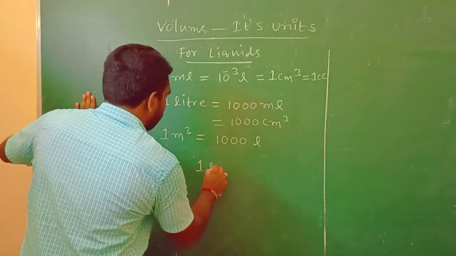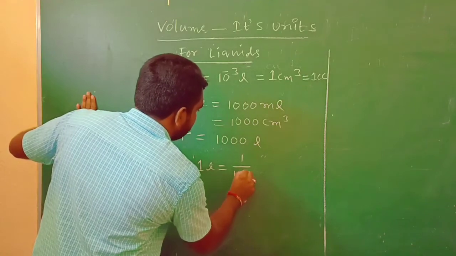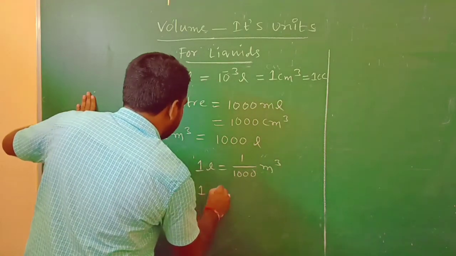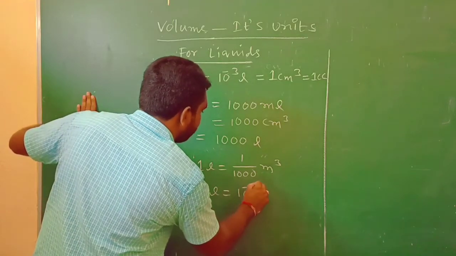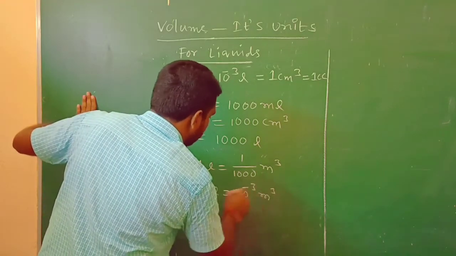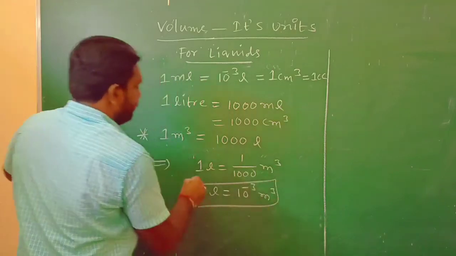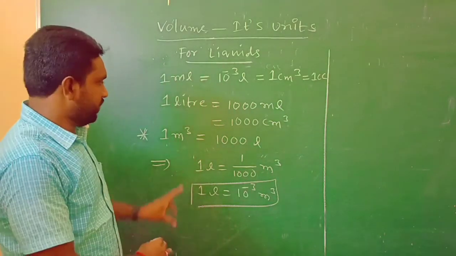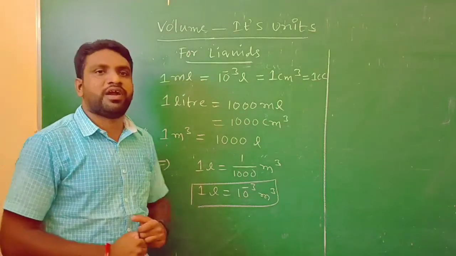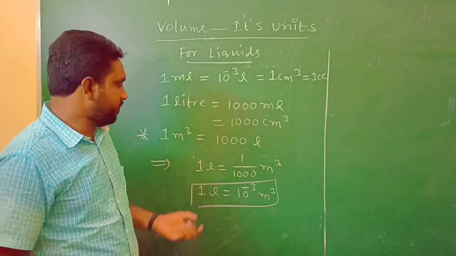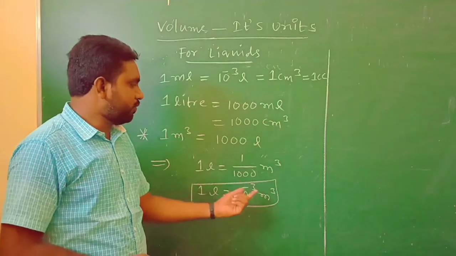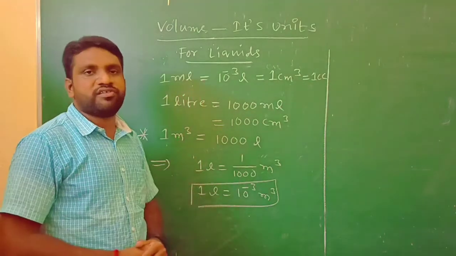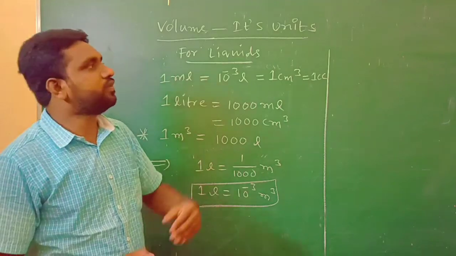And it can also be written in the reverse way. 1 liter equals 1 by 1000 meter cube. And it can also be written as 1 liter equals 10 to the power of minus 3 meter cube. So these particular units are helpful in competitive exams. Everyone should remember that 1 meter cube of volume equals 1000 liters, and at the same time 1 liter equals 10 to the power of minus 3 meter cube. After the completion of these units, let's see the bigger units of water.